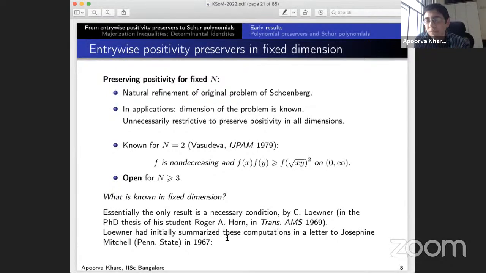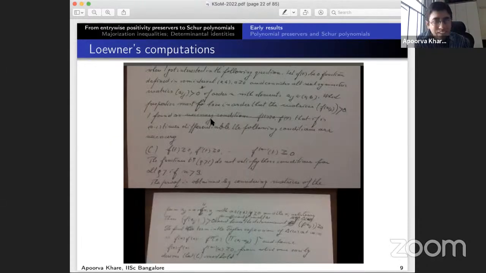and I actually have it. The point was, I used to work at Stanford before my present job at ISC, and Loewner was a faculty member at Stanford. So when he died, all his boxes of mathematics and unfinished calculations and papers were given to the library. I went one day to the library and I was browsing through his folders, and I found the letter that I mentioned, to Josephine Mitchell in 1967. And here is the copy of that letter.